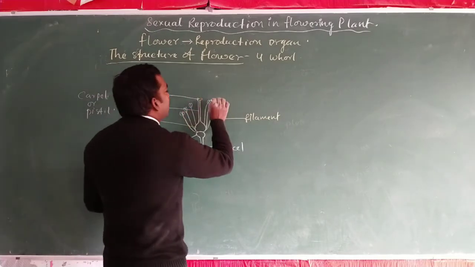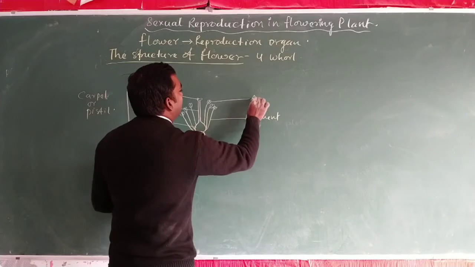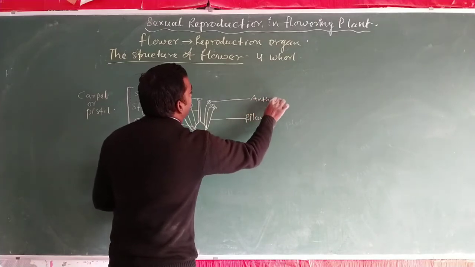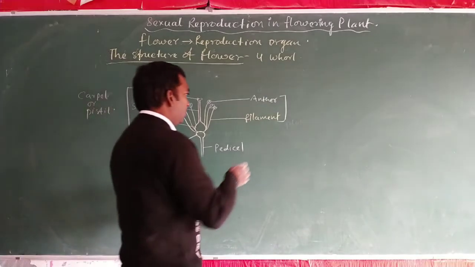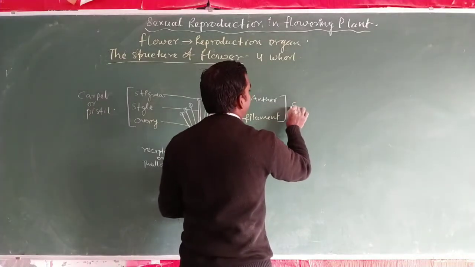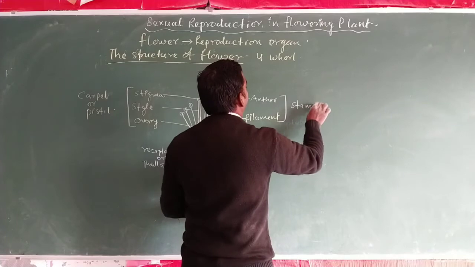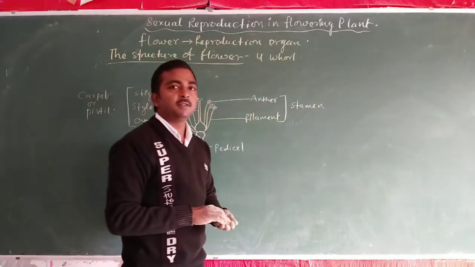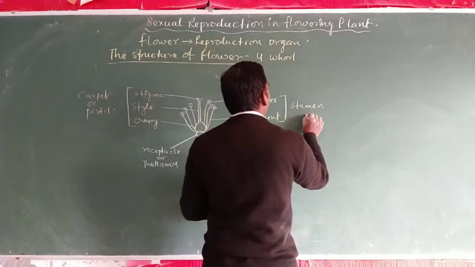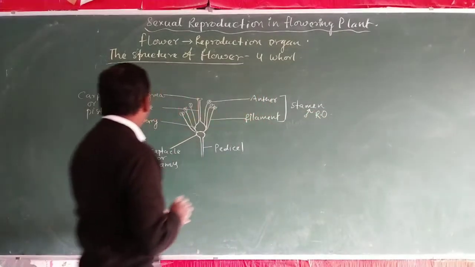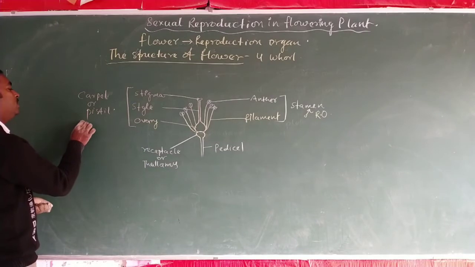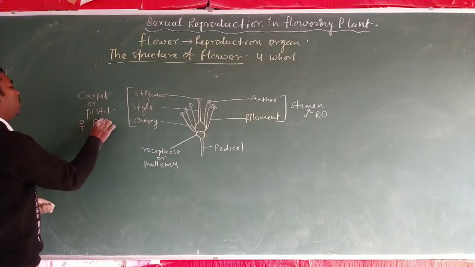So the filament and the anther together form the male reproductive organ, that is stamen. So stamen is the male reproductive organ, while carpel or pistil is the female reproductive organ.